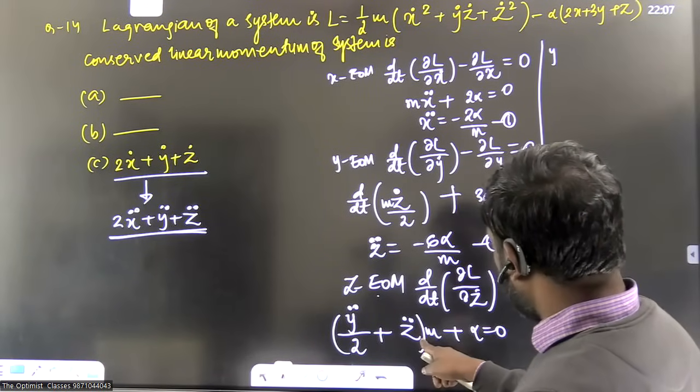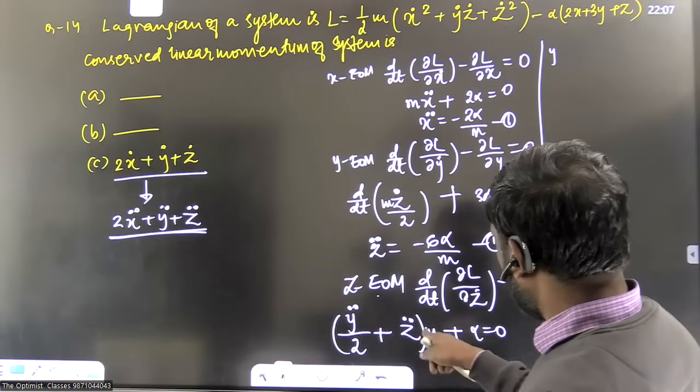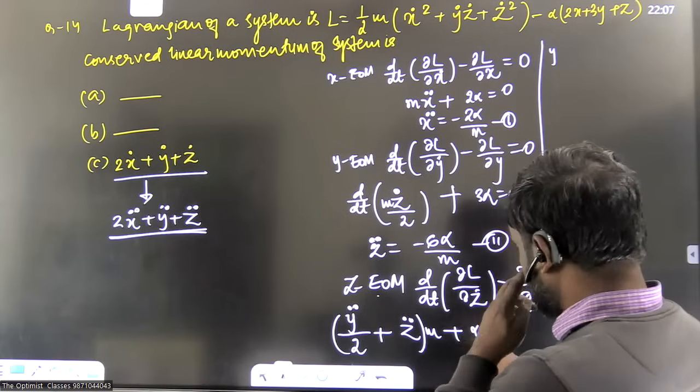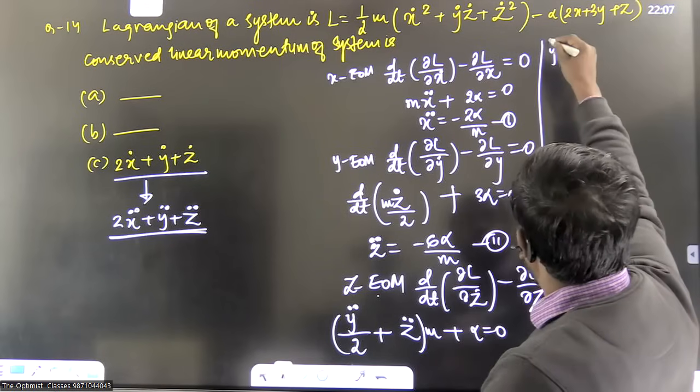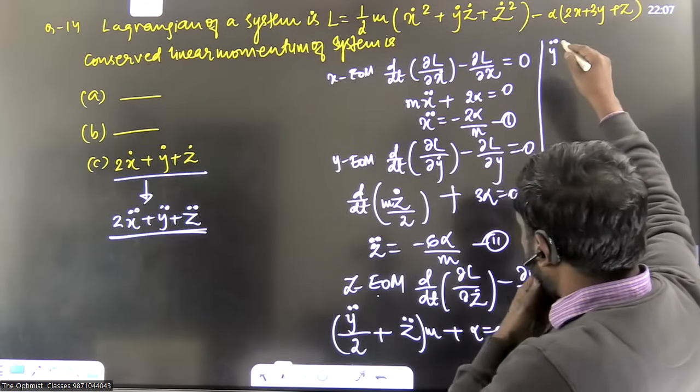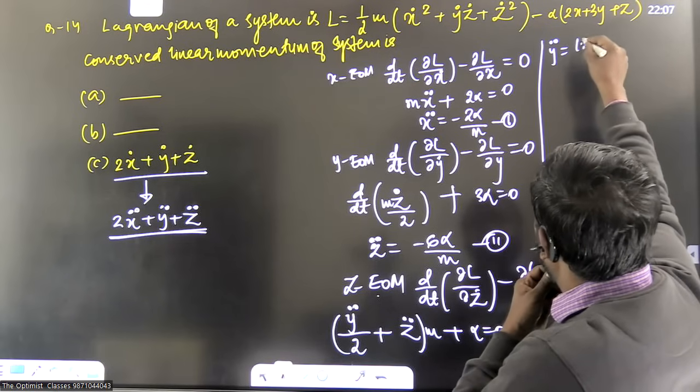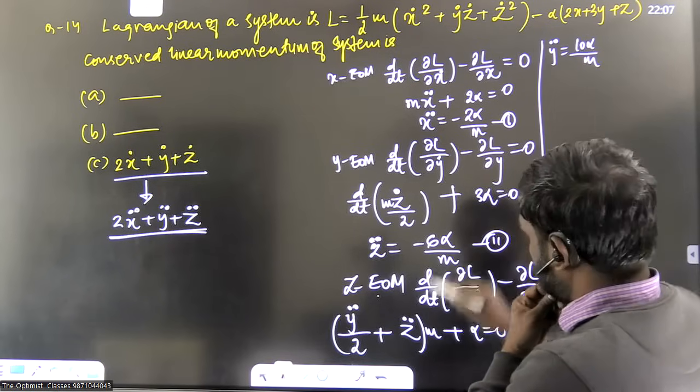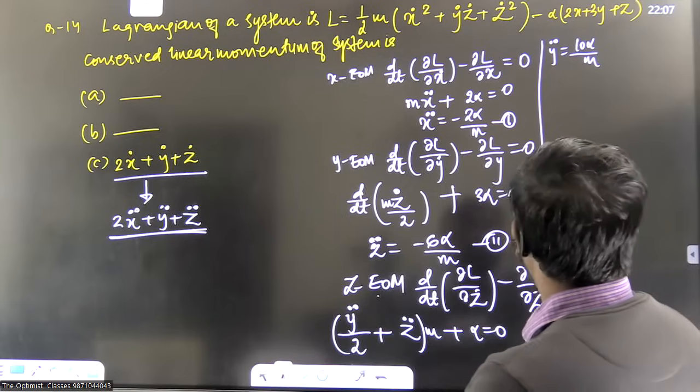So 6 alpha by m we will get from here, and so m and m will cancel out. So minus 6 alpha plus alpha minus 5 alpha. So y double dot you are going to get is basically 10 alpha by m. You can check here, 5 and this 2 get multiplied, so 10 alpha.